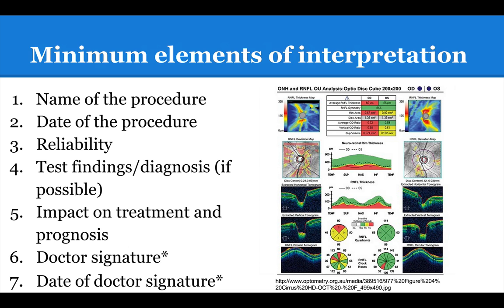So first we need to include the name of the procedure, the date that it was run, a reliability measure, the test findings, and a diagnosis if we're able to make a diagnosis based on this test. We need to report on the way that this will impact our treatment and the prognosis for the patient. And then finally, we need to have the doctor's signature and the date of the doctor's signature included in the interpretation. If we're writing our interpretation and reports in Revolution, then the doctor's signature and the date of the doctor's signature are just connected with that chart and kind of implied with that chart.